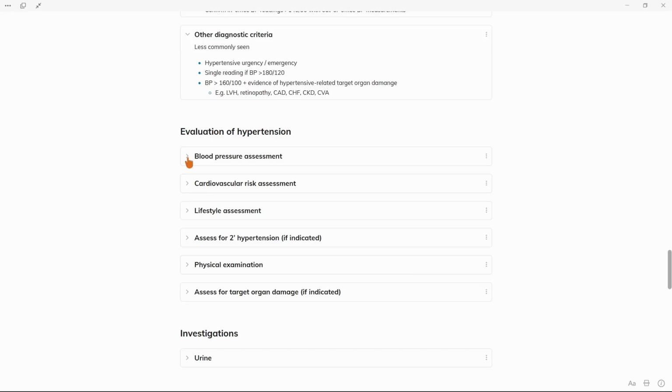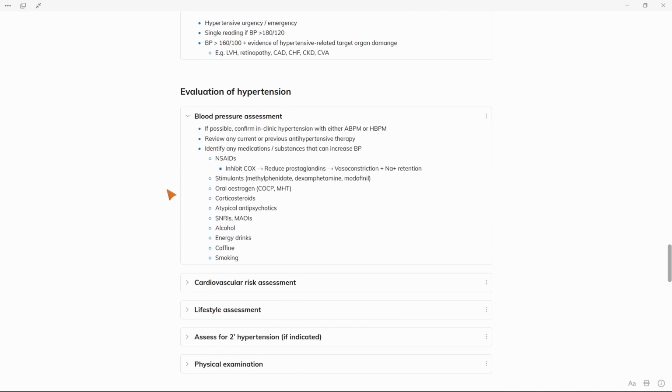So next we evaluate hypertension. The first part of evaluating hypertension is to confirm the diagnosis, as mentioned earlier. So if possible, we should confirm the patient's in-clinic hypertension readings with out-of-clinic readings with either ABPM or home blood pressure monitoring. If they're on any antihypertensive therapy, we want to review those as well. And we also want to identify any medications or substances that can contribute to hypertension. Examples of medications that can contribute to hypertension include non-steroidal anti-inflammatories.